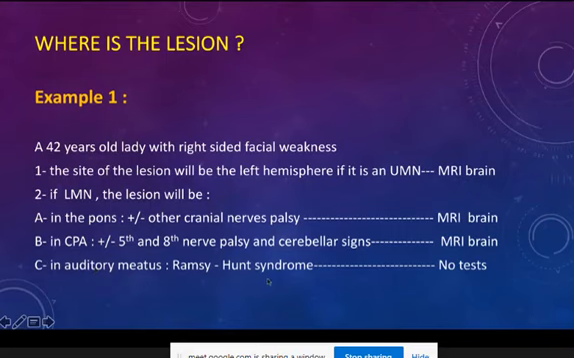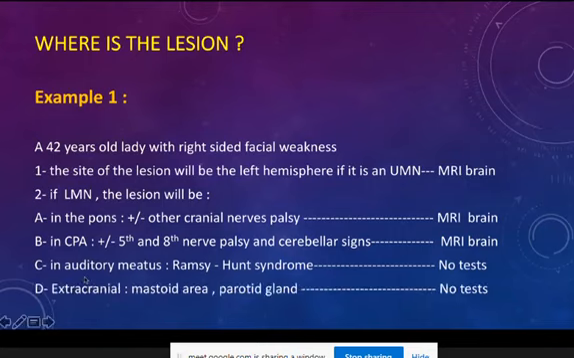Or the lesion in the internal auditory meatus, for example Ramsay Hunt syndrome. I don't do any MRI, I don't do a test. If examination shows that this patient has herpes infection in the ear, a small area supplied by the chorda tympani for sensation, and there is a rash or vesicles there, that means this is Ramsay Hunt syndrome, and we don't do any test. Obvious, this is Ramsay Hunt syndrome, and no test will be done. If the lesion is extracranial, in the mastoid area or the parotid gland, again this is an extracranial cause of facial nerve palsy, no test.